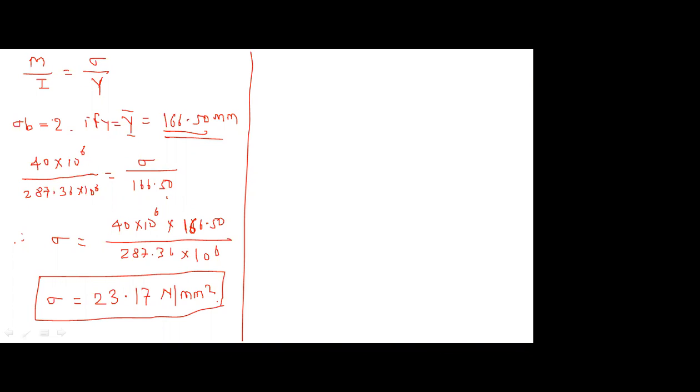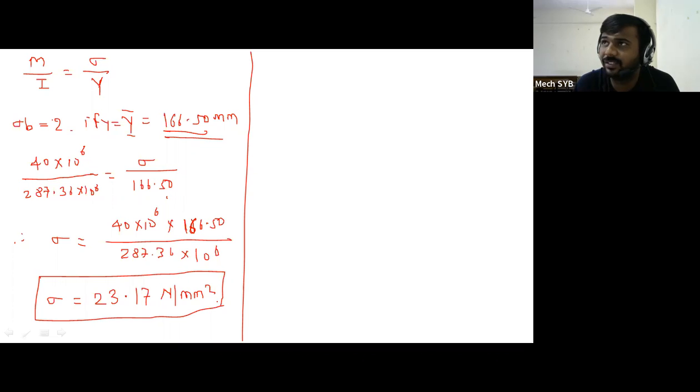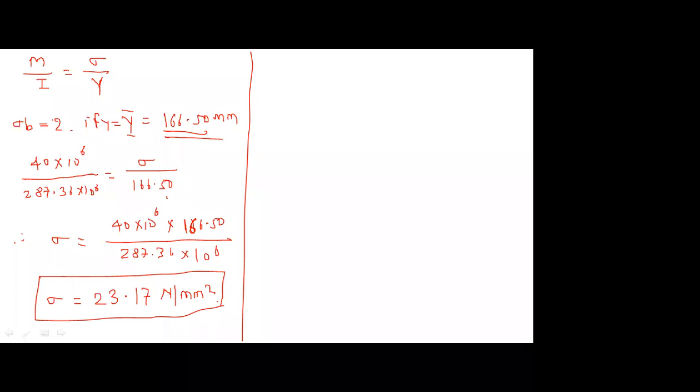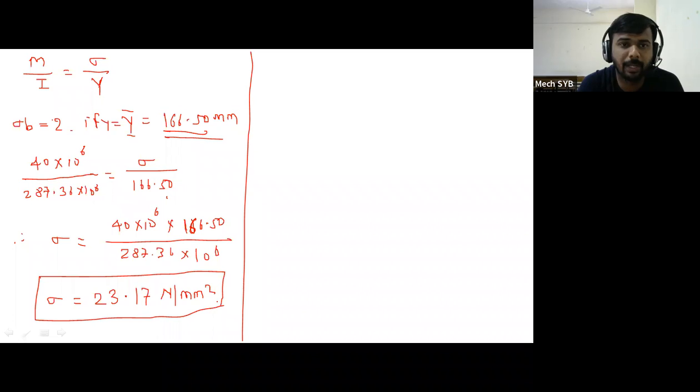Below. Why is it present below the neutral axis? Why is it developed below the neutral axis? Why not at the top? Because we have taken y bar below the neutral axis. Yes, we have taken y bar is equal to 166.50 mm.